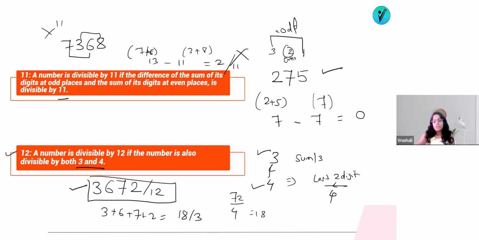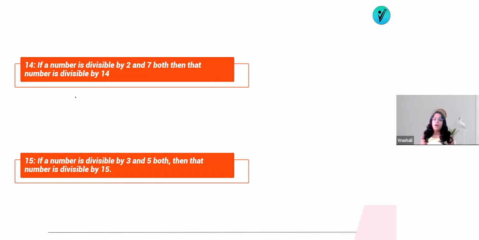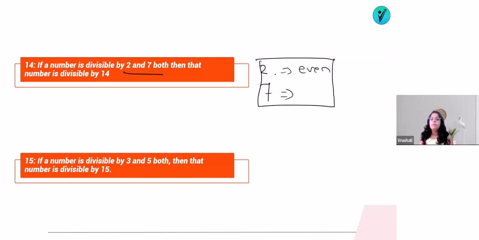Now the next rule. Next is the rule of 14. Divisibility rule of 14. For 14, if any number is divisible by 2 and 7 both, it will be divisible by 14. Now for 2, we know that the number should be even. And for 7, we haven't seen the rule yet. So whenever we see the rule, you will get to know. But here just check whether it is divisible by 2 and 7.